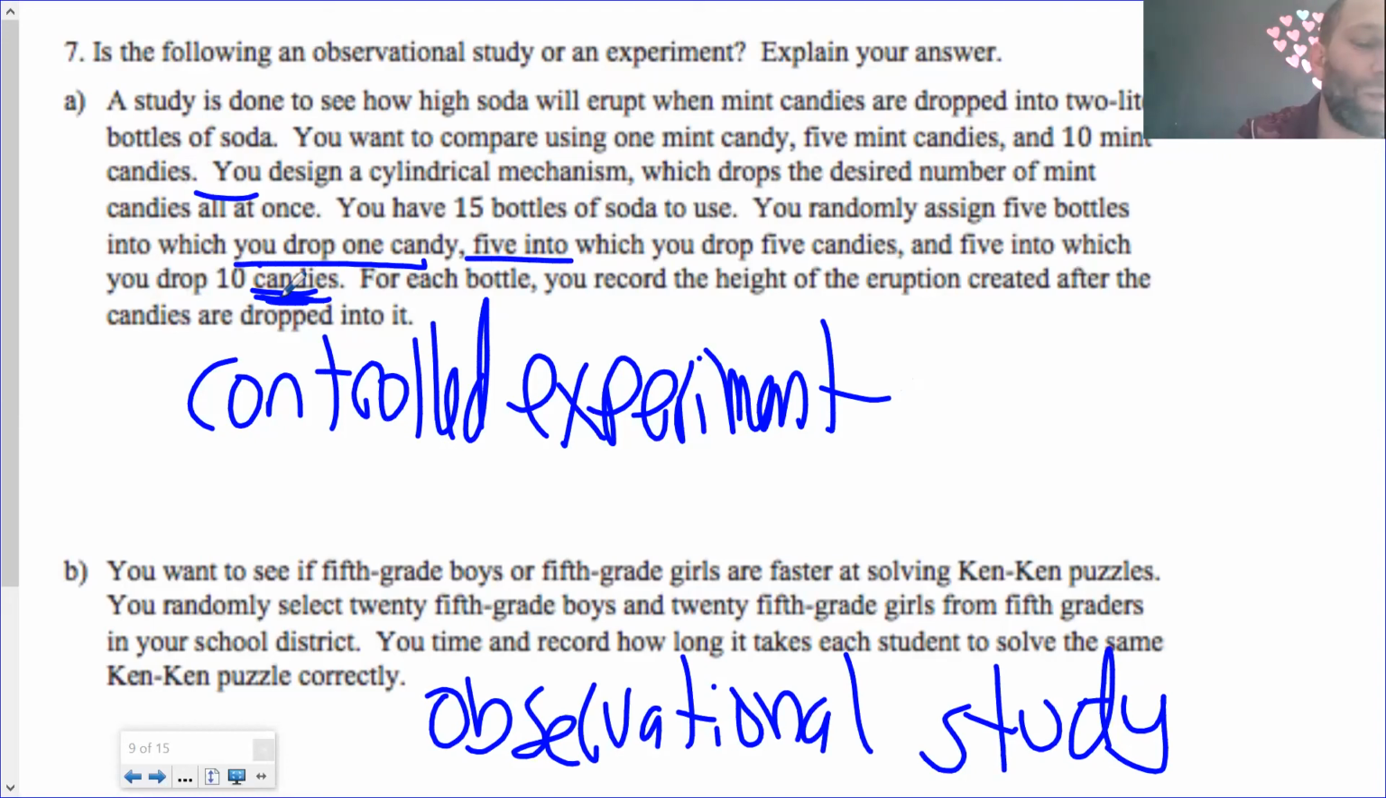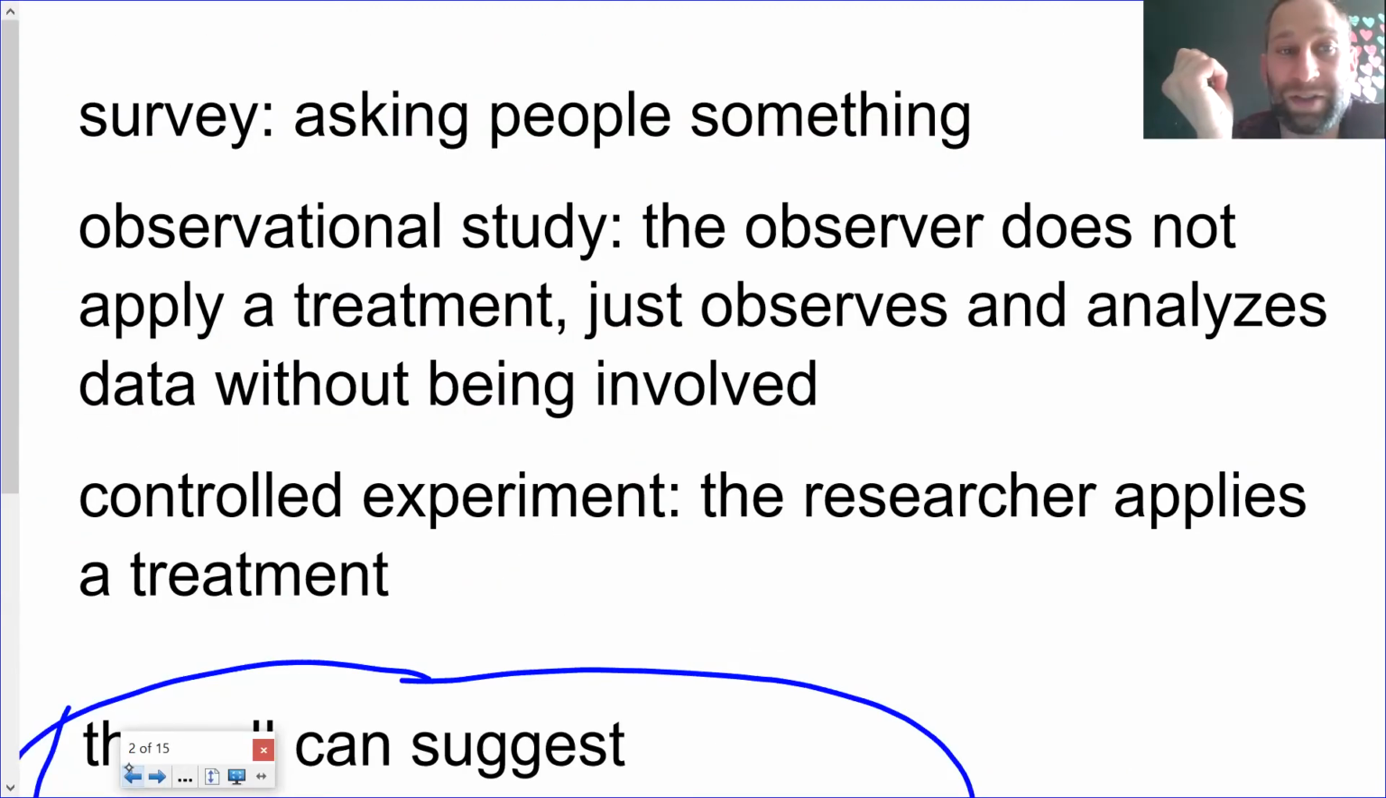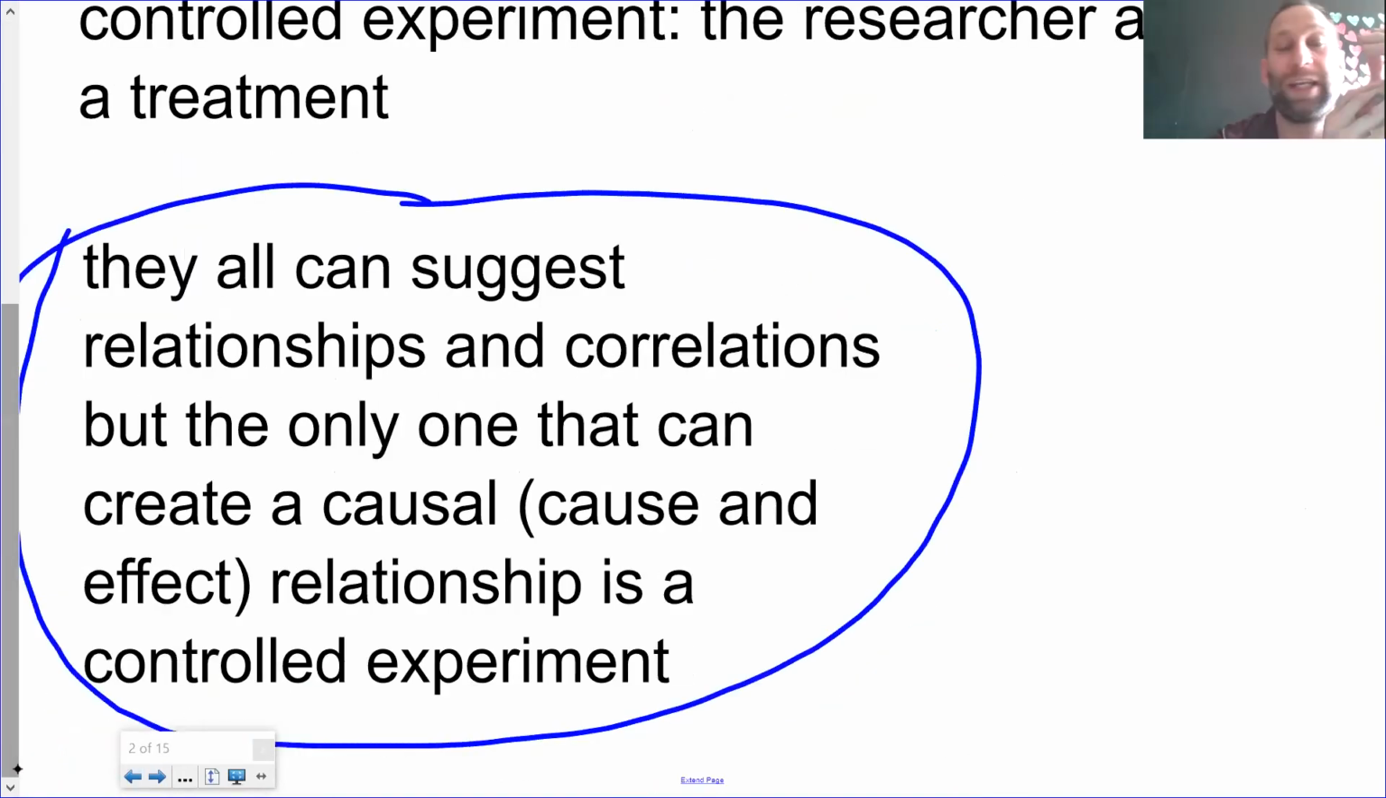So your classwork / homework is to finish this worksheet. Again, there are 3 types of statistical studies. Survey, you're asking somebody something. Observational study, you are not physically affecting one of the groups. You're just analyzing the data that already exists. Controlled experiment is where you are physically applying a treatment. You are physically giving one of the groups something. And while they all can suggest relationships and correlations between 2 things, the only one that can create a causal relationship is a controlled experiment.